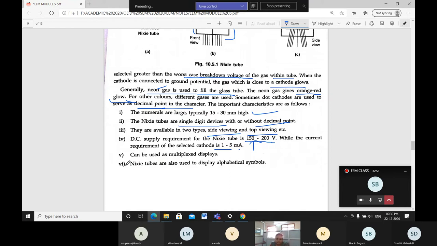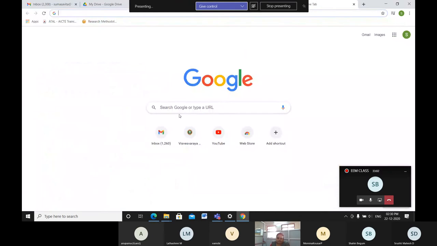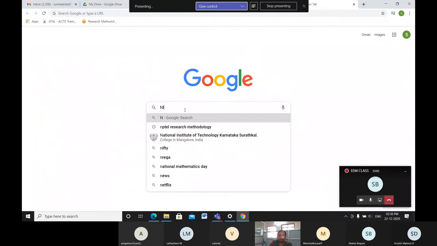And the last one is that Nixie tubes are also used to display alphanumeric symbols. Just let me show what Nixie tubes are.